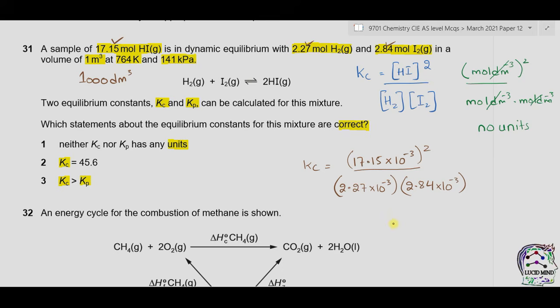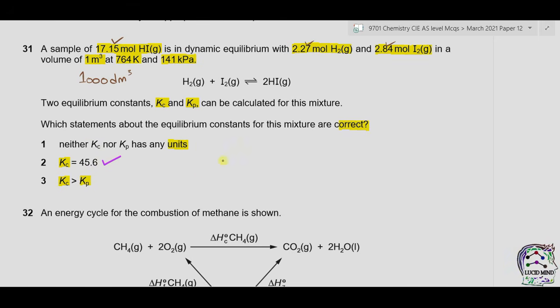By solving this we have Kc equals 0.000294122 divided by these values, which is 0.645. Now the value for Kc comes equal to 45.6. So statement 2 is correct.